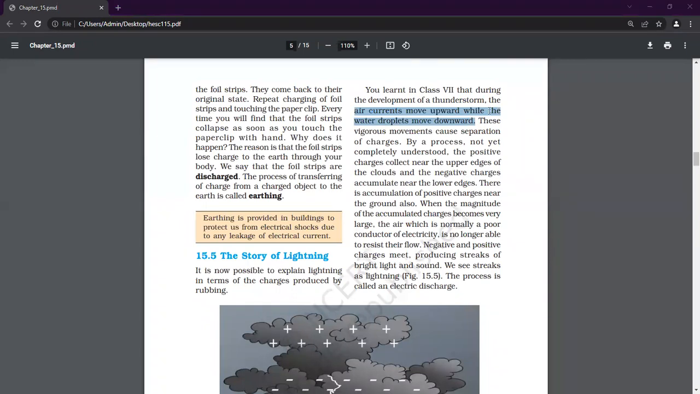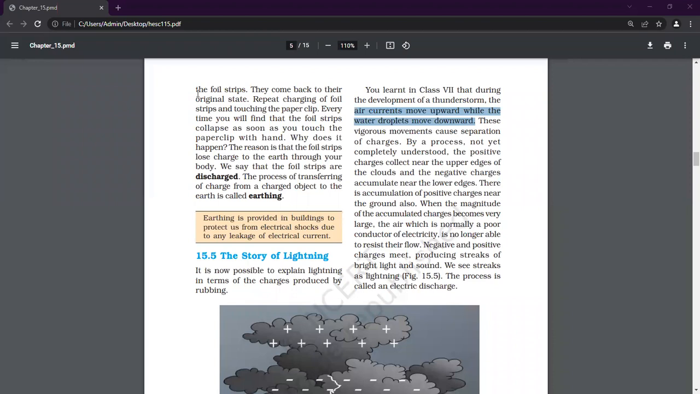When the process of raining is happening, all of you know that water droplets are heavy, so they come downwards, and since air is light in weight, it moves upwards. Due to this upward and downward motion, there is a rubbing between the air currents and the water droplets. Due to this rubbing, charge gets created in them. And when the oppositely charged clouds, or the earth and the cloud, come close to each other, we see the process of lightning.